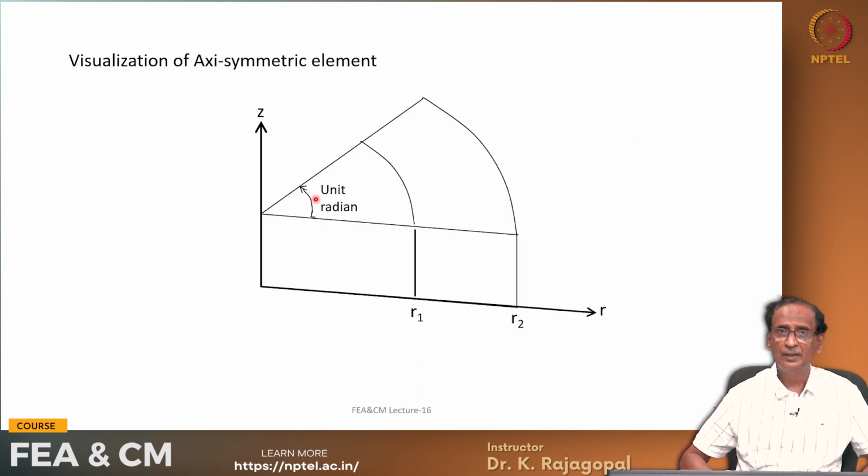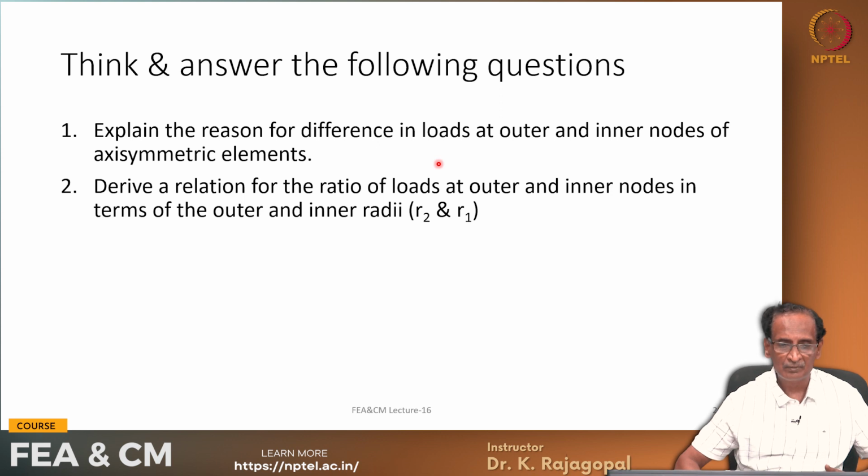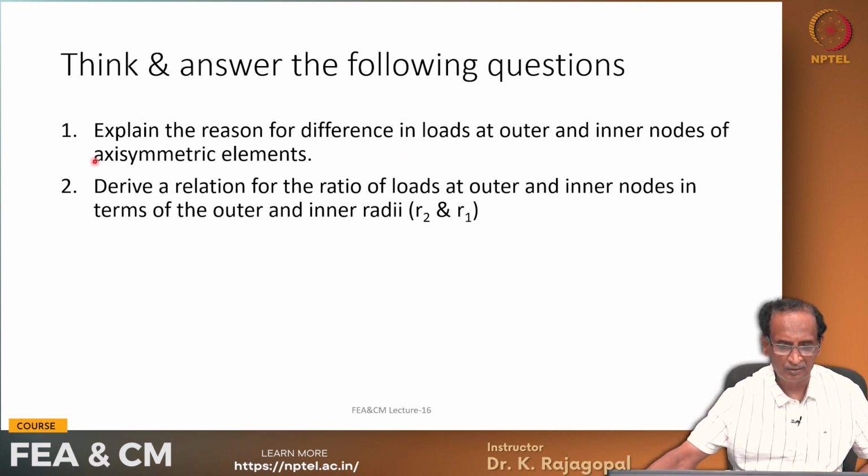What we are doing within the axisymmetric element is doing the calculations only for unit radian. We are not doing it for the full 2 pi. This is the volume that we are dealing with. And now some questions for you to think about.